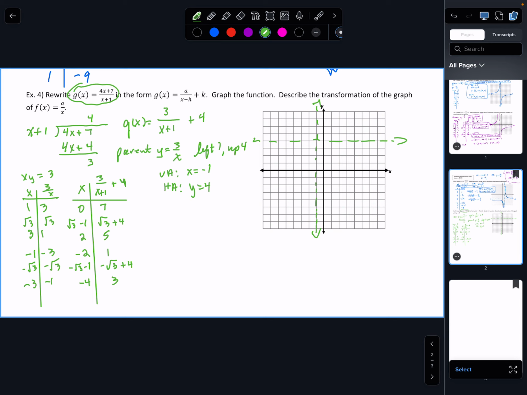Before I go to getting the vertices and getting their approximation, I'm just going to go ahead and quickly put in domain is -∞ to -1, union -1 to infinity. You have to skip over that -1. And for the range, you're going to be skipping over 4. So -∞ to 4 union 4 to infinity. And then we have vertices. And they are root 3 - 1, comma, root 3 plus 4. And then minus root 3 - 1, and minus root 3 plus 4.